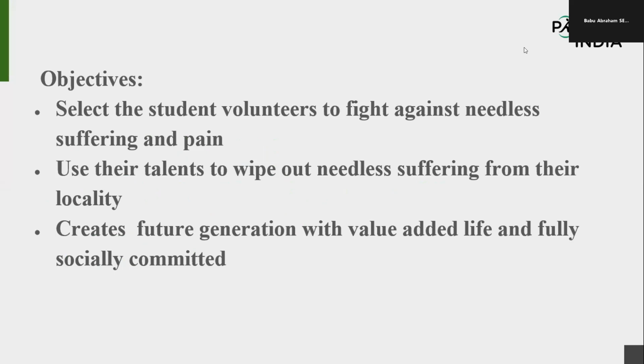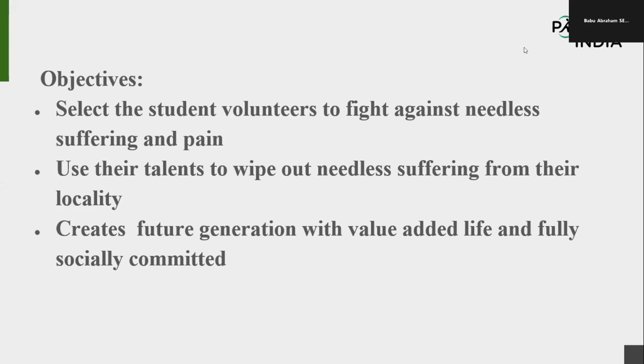The same concept: we will be identifying 25 core members from that college or institution. Those 25 members will be divided into 5 committees. Those 5 committees will be acting in different ways. Some of them will be concentrating fully on patient care activities, some on campaigns, and some committees will take care of patient adoption. In different activities they will be involved, using their talents to wipe out needless suffering from their locality.